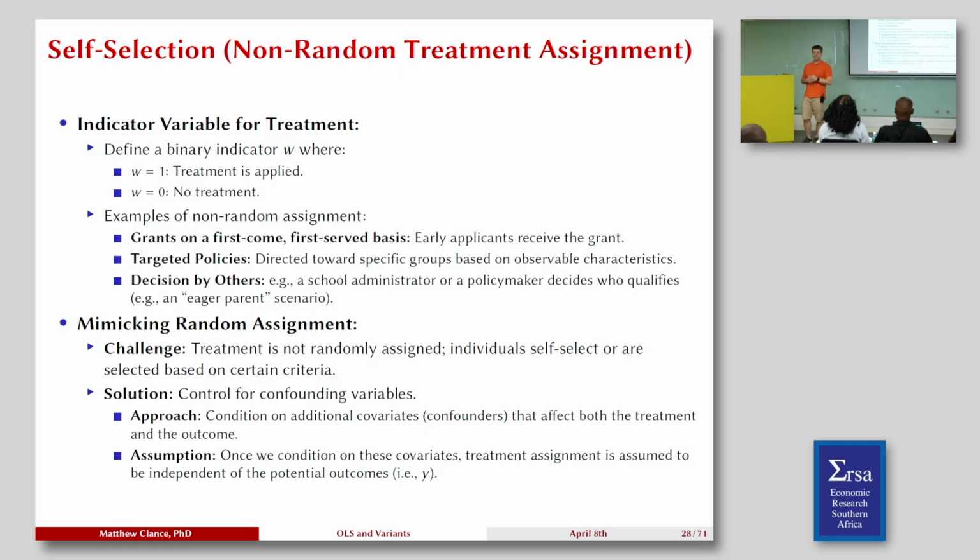Now, this is where binary variables can actually be a little bit helpful in terms of controlling for it. It's not perfect. Nothing we ever do is really perfect on this, but we can maybe mitigate some of the problems. So what if we can control for these confounding variables? The approach is to condition on the additional covariates or confounders that affect both the treatment and the outcome.